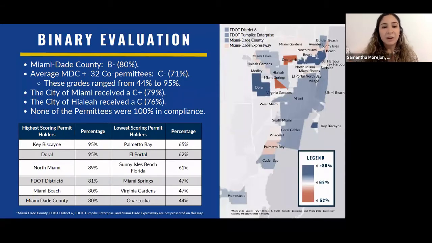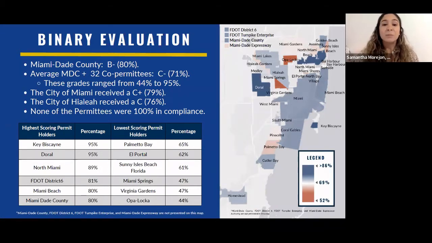We then have our results. Based on binary compliance, not a single permittee was 100% compliant with the MS4 permit. Miami-Dade County received a B minus, but when graded alongside its co-permittees, this grade drops to a C minus. The city of Miami received a grade of a C plus, and the city of Hialeah a C.